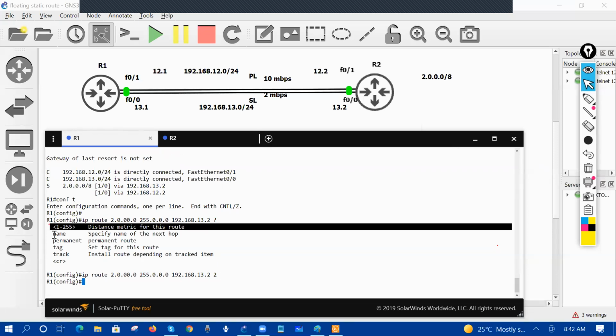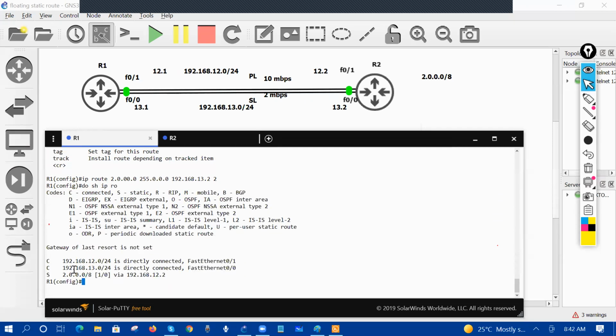Once I put the 2, what happened? This route will disappear from the routing table now. You see, do we have a 2.0 associated with the 13.2 now? No. But in the running config, this should be available.